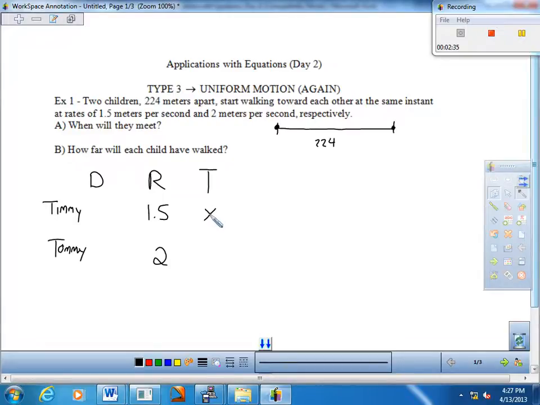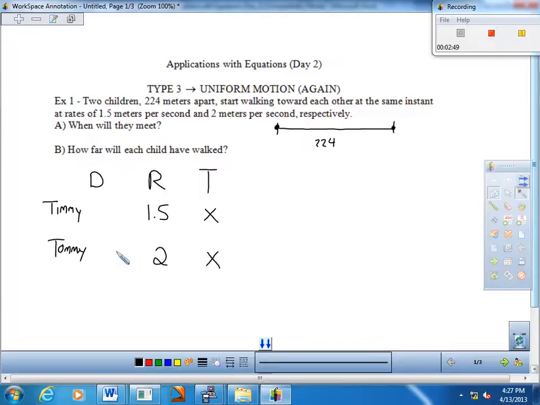I have no idea how long. But because they start at the same instant and they're going to meet, however long little Timmy walks, little Tommy walks the same amount of seconds. So if this is x right here, same time, so same variable. And that's nice putting it together like that because once we have a numerical value in one category and a variable in the other category, we use those to get the third category.